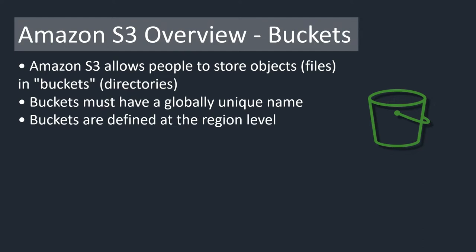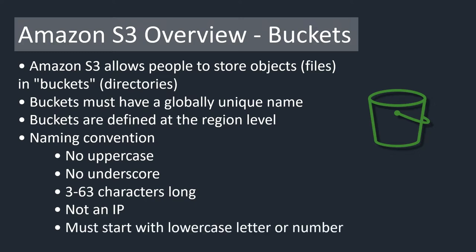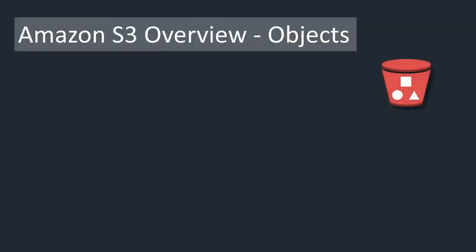So even though S3 is a global service, buckets are a regional resource, and there is a naming convention which includes no uppercase, no underscore, 3 to 63 characters long. It should not be an IP and it must start with a lowercase letter or a number.